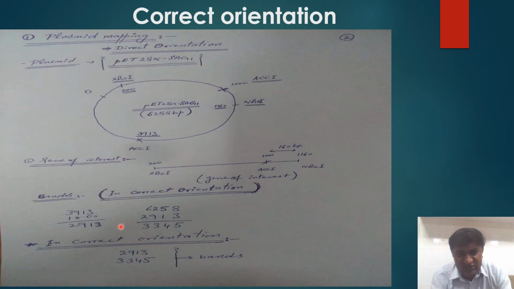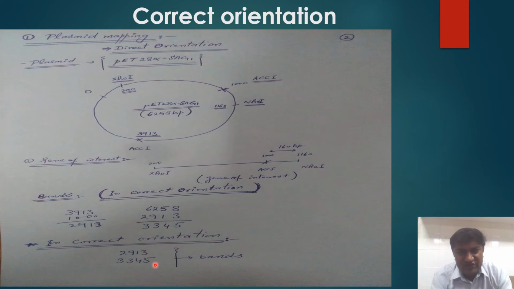Now you need to subtract this value from the total plasmid length. Total plasmid length is 6258. Now you subtract 2913 from 6258, and you get 3345. So in case of the correct orientation, you get two bands: 2913 and 3345.